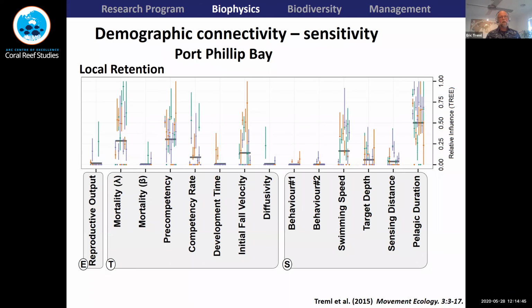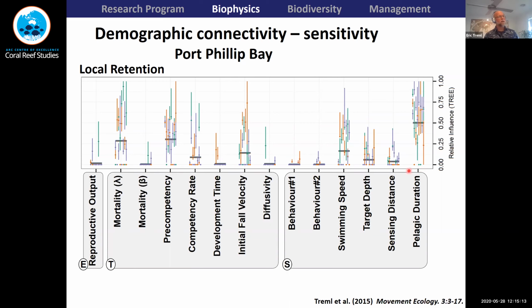If we think about local retention, on the other hand, and local retention is of those larvae that are spawned from a given area, how much of those return to that natal habitat. Just looking at this figure, you can see that there are a couple parameters that are generally important, like larval mortality, that competency parameter, and larval duration. But the relative influence for a given population depends on where they're spawned and when they spawn.